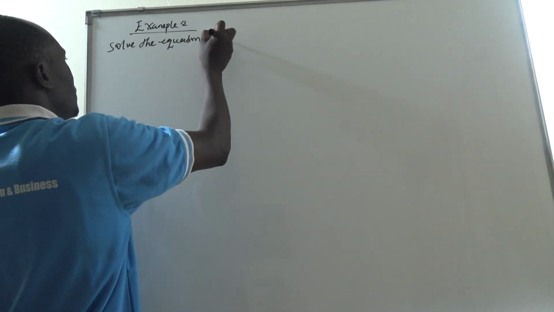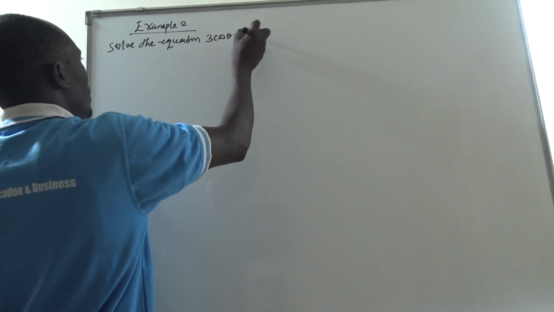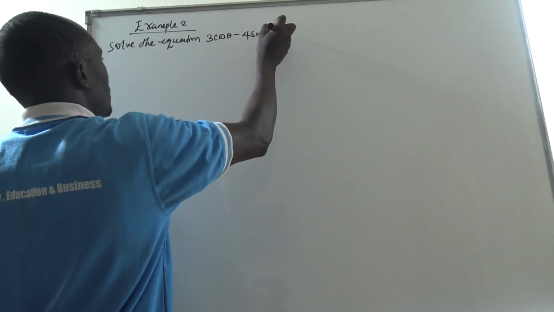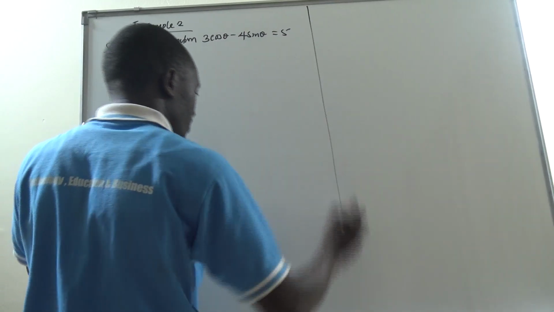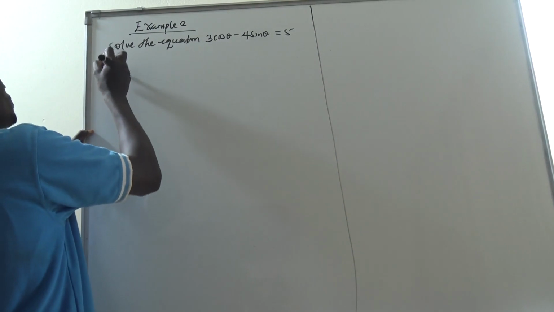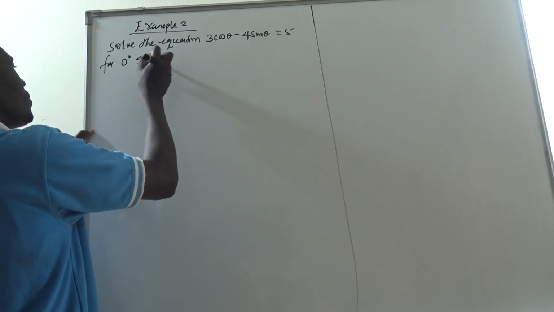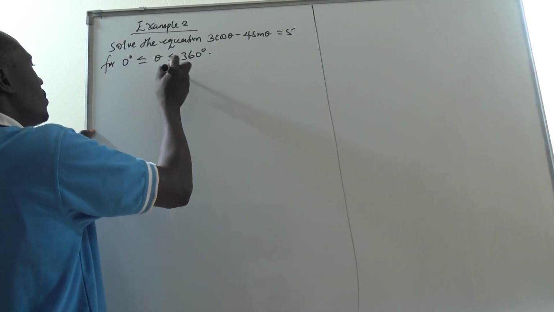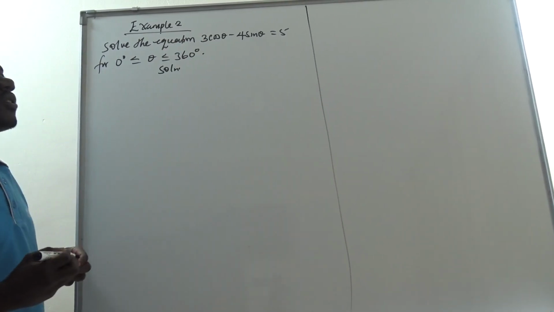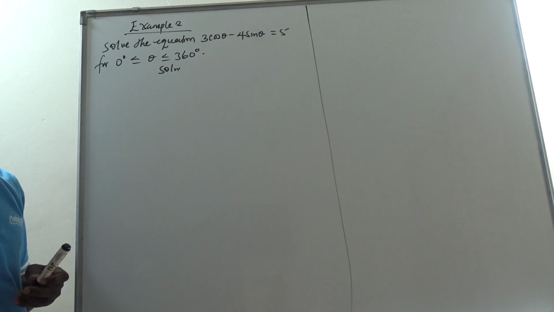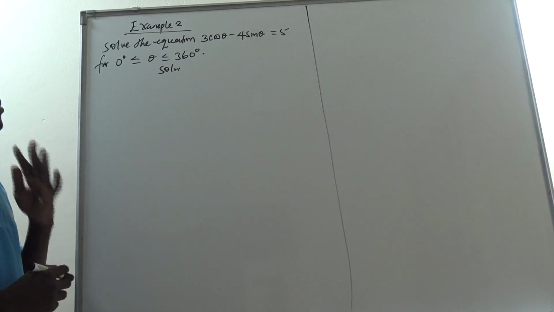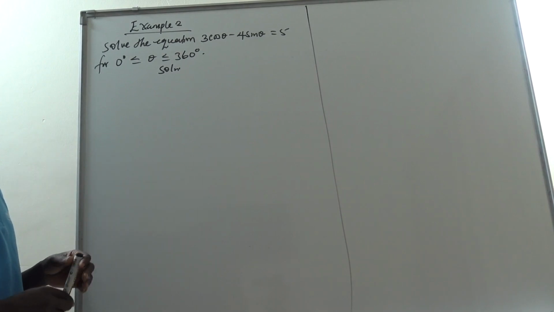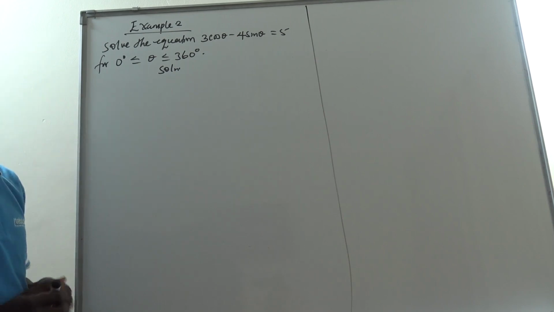3 cos theta minus 4 sine theta equals 5, for 0 degrees less than or equal to theta, less than or equal to 360 degrees. So you can see we have got 3 cos minus 4 sine. Ask yourself, which formula was bringing a cos minus something sine?